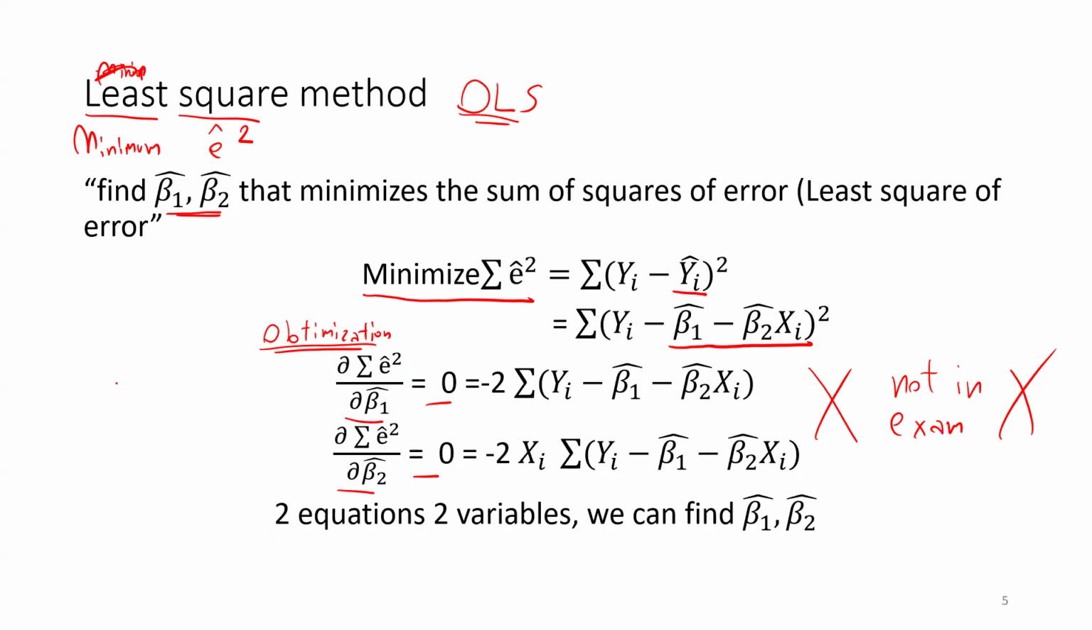So you have two data, y and x. You would like to find beta 1 hat and beta 2 hat. So two equations, two parameters, we can find beta 1 hat and beta 2 hat. That's all. We will not do heavy mathematics today, just to know the method behind this.